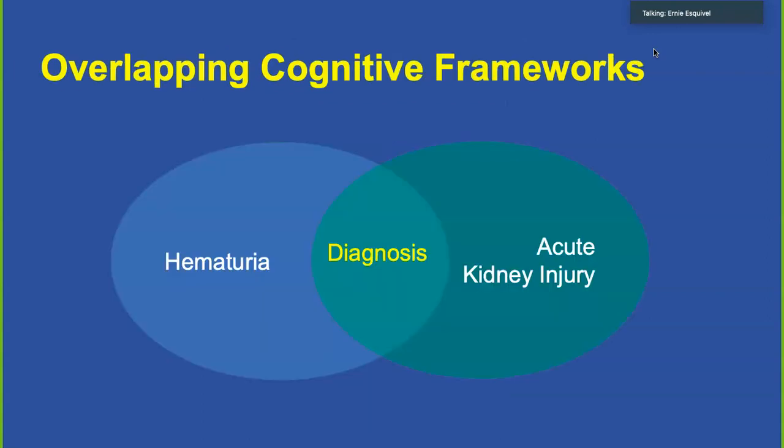When you're interviewing your patient in the coming week, we're going to ask you to try to overlap the cognitive frameworks, because some of the causes of hematuria are also causes of acute kidney injury. You'll be finding the diagnoses that overlap, meaning diseases that both cause hematuria as well as acute kidney injury. Once again, this is a bit more complicated than in previous sections.